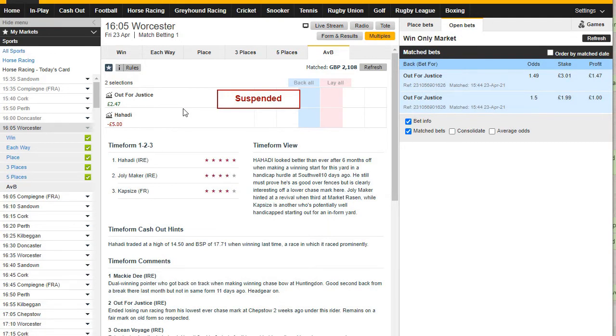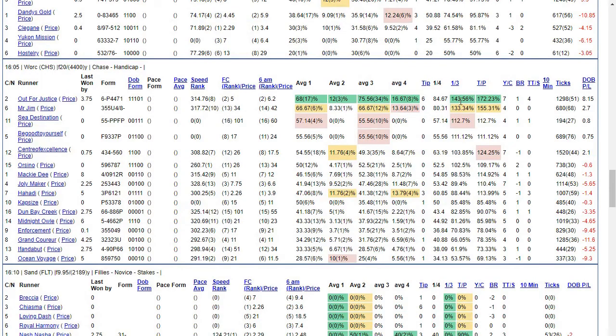I got Out for Justice, and Out for Justice actually won the race, and that was quite good. It was a top green rated, and Hardy Home, as I pronounced it, was down here. So that just goes to show sometimes the cars can pick up some good runners, and that one won the race. Yeah, basically that's how it works.